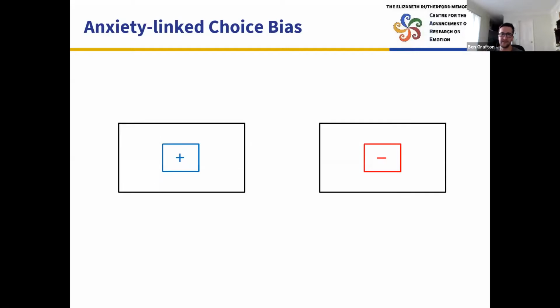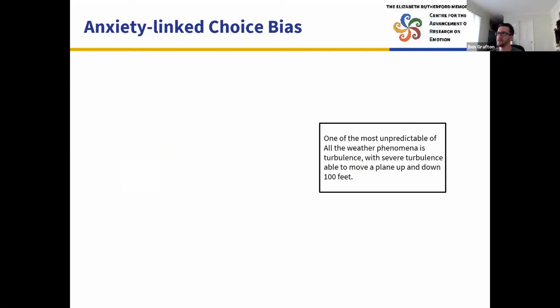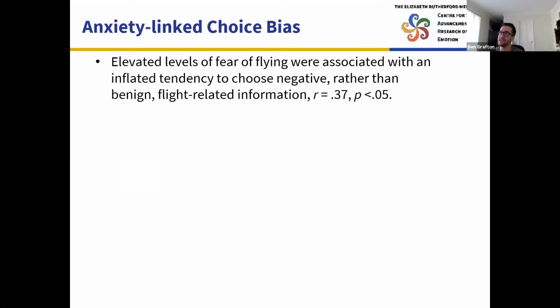Versus if you clicked on the negative information, you'd see, turbulence is really unpredictable and it's really bad and it can move the plane around a lot. Isn't that horrible? And so what we looked at was just simply the proportion of trials on which people selected the negative relative to the positive information. And in the context of fear of flying, as it turns out, those with the fear of flying choose to know more about the negative information than the benign information related to flying.